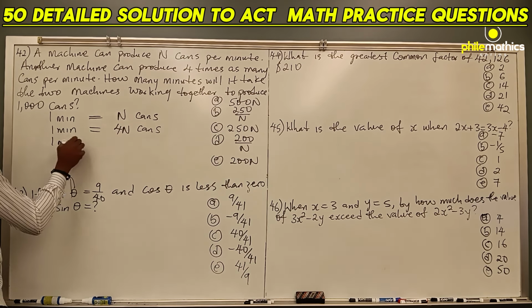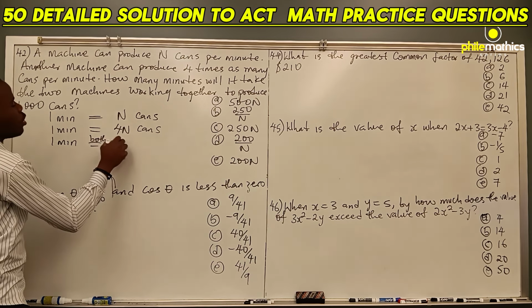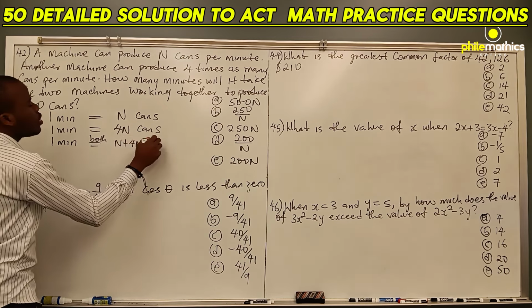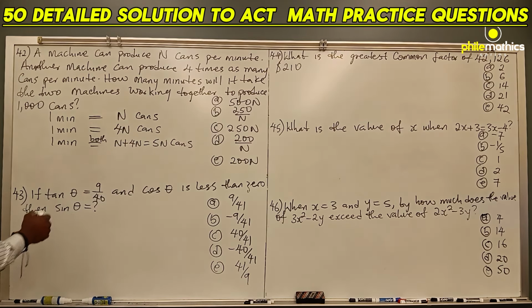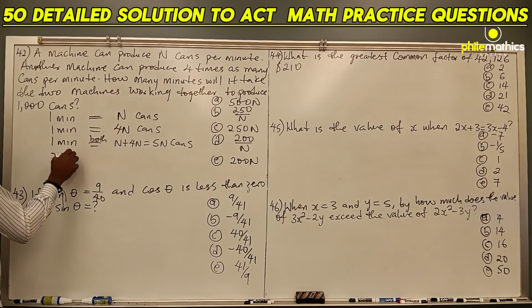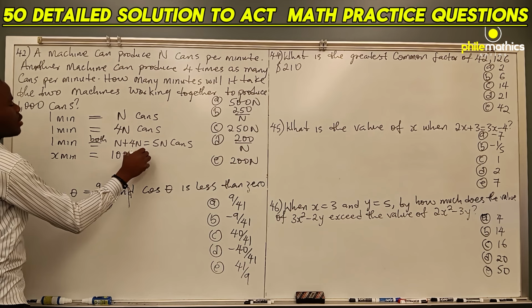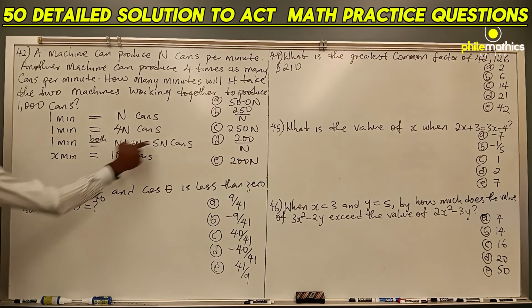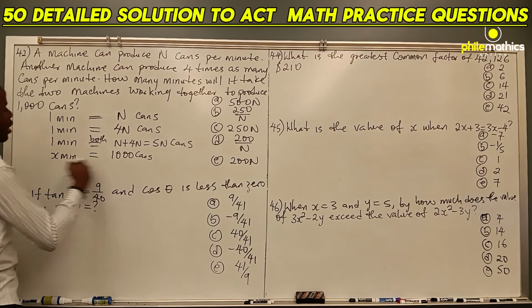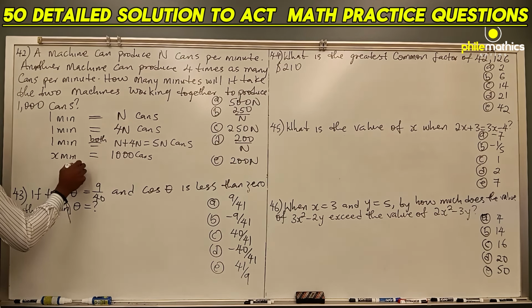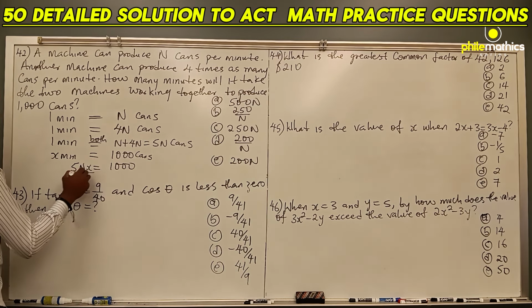In 1 minute, both produce n plus 4n, which is 5n cans. So in x minutes, they will produce 1,000 cans. So we're looking for x. In x minutes, both of them will produce 1,000 cans. So if we cross multiply, we'll have 5nx equals 1,000. Divide both sides by 5n.